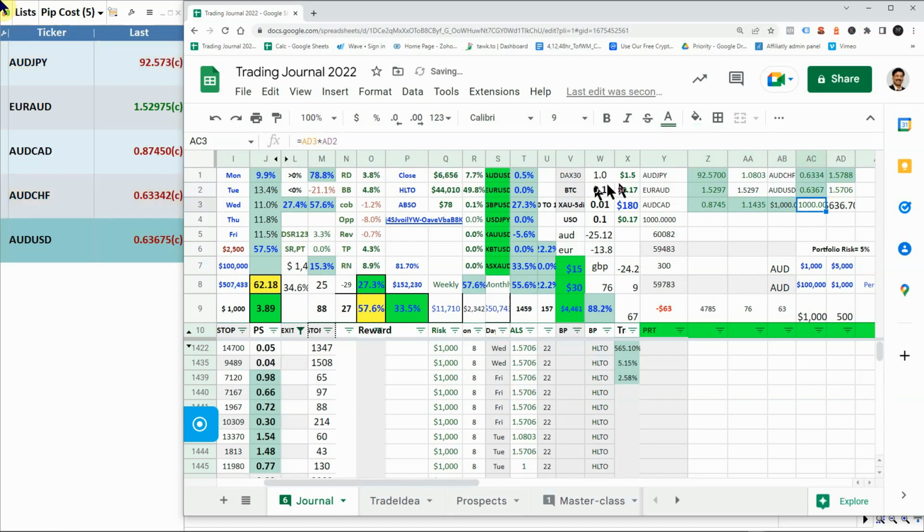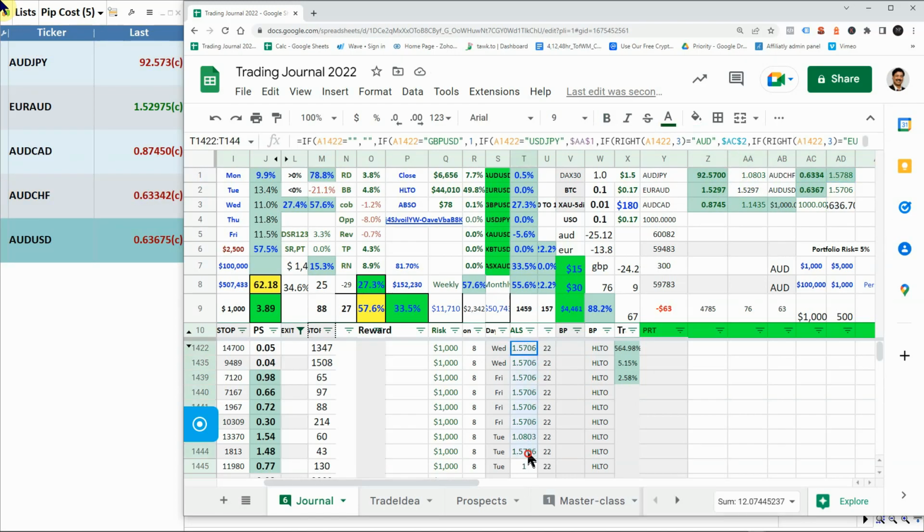So these are the only five things which we need to update in the Excel sheet. Okay, or in the Google sheet. Then it will automatically tell us the pip cost. So if we are trading USD JPY, it will be taking 1.0803. If we are trading GBP CHF, it will calculate the pip cost as 1.5788 and plot it here.